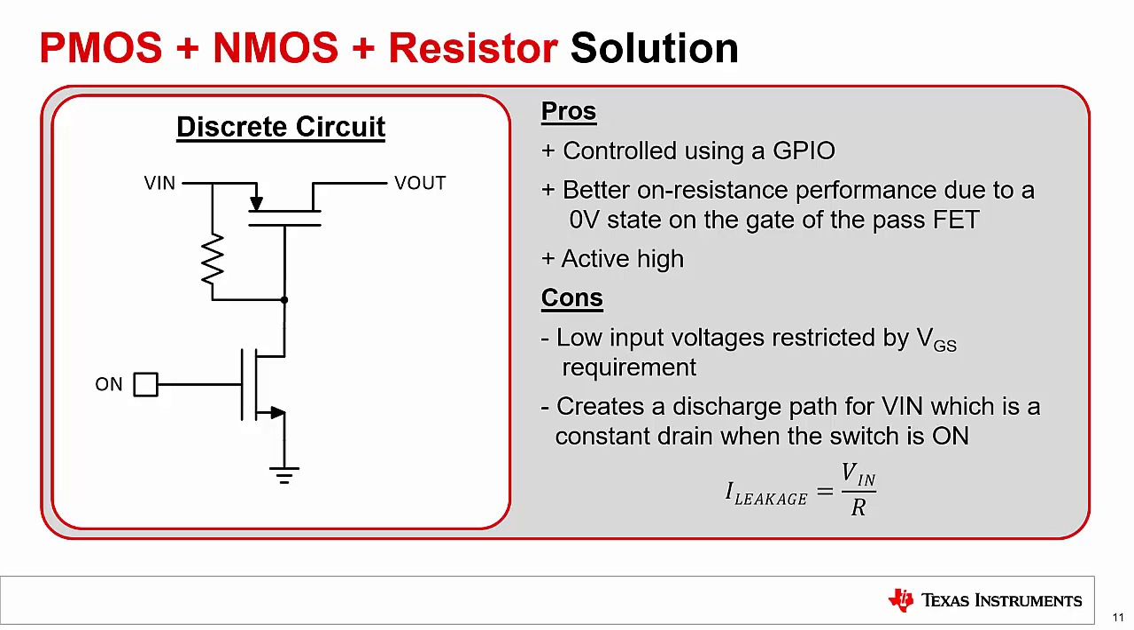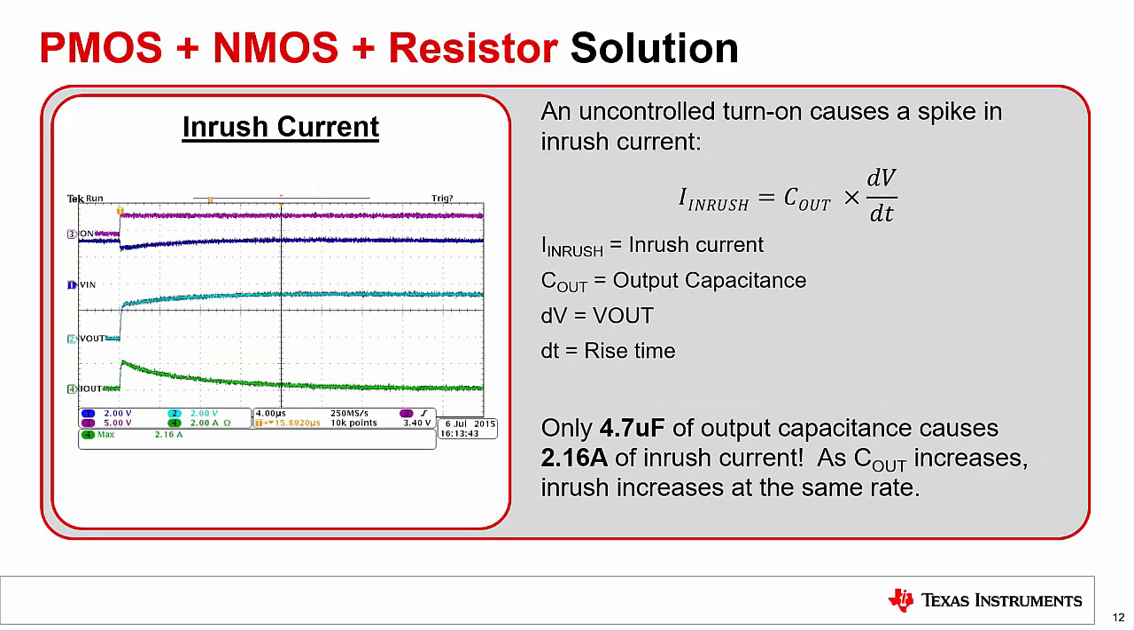However, lower voltages are still not able to be used in this solution, and the addition of the resistor adds a leakage path for the solution when it is turned on. The lower the resistance, the higher the leakage, and the higher the resistance, the lower the leakage. From an AC perspective, not much changes. The solution is still unable to control the rate at which the output voltage comes up, and the output capacitance once again causes a large inrush current.